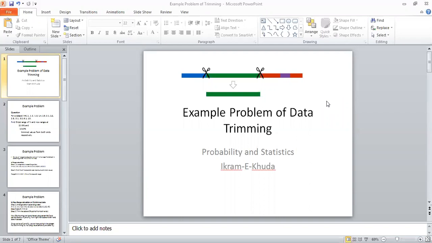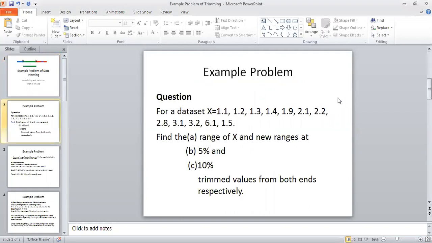For this purpose, I have chosen an example, and we will see how the data trimming is performed on this example. So we have a data set which comprises the values as you can see over here: 1.1, 1.2, and so on to 1.5. And then we have to find the range of this data set X, and we have to find new ranges at 5% and 10% trimmed values from both ends respectively.